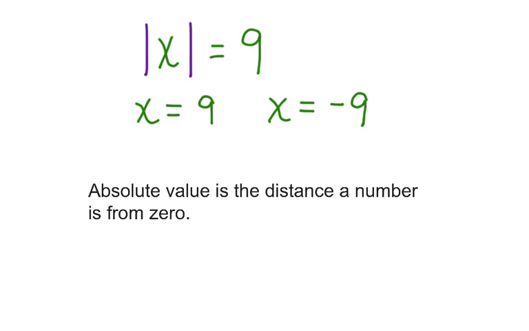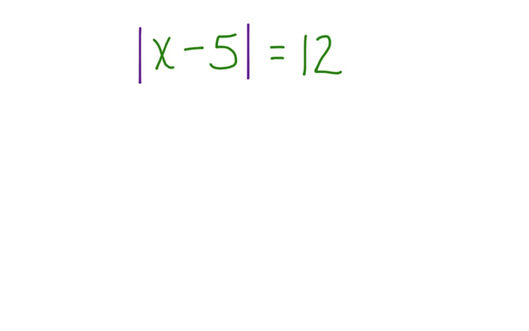Now, let's look at an equation with an absolute value in it. The absolute value of x minus 5 equals 12. We want to figure out what x is. If you look at this without the absolute value bars, it would look just like a one-step equation. We're going to use the same steps to solve it. We have a minus 5 here. We're going to use the inverse of minus 5, and we're going to add 5 to both sides.